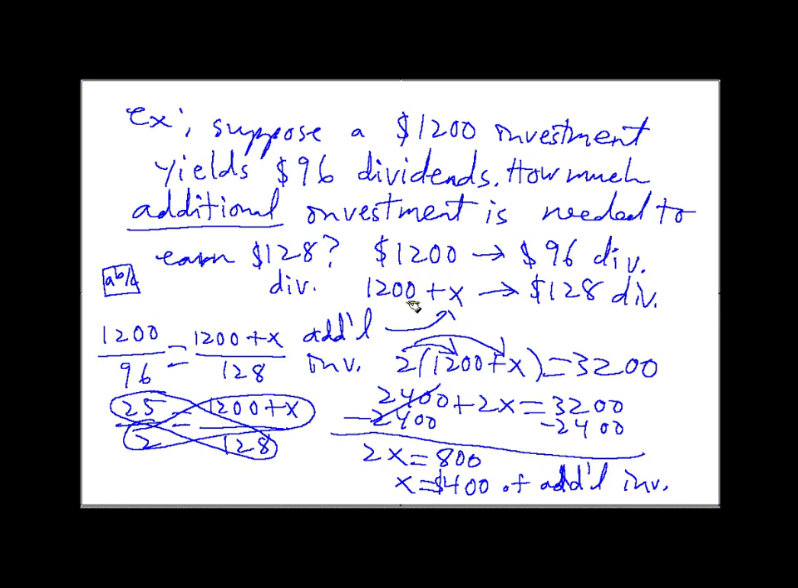1,600. So if you simply put x here instead of 1,200 plus x when you solve this problem, you're going to get 1,600. But again, we're not asking for the total to give you 128. We're asking for how much additional you have to put into this 1,200 to get to 128. So the answer should be what? $400. But if you just put x here and you got 1,600, no big deal. You just take the difference between that and 1,200, and you still get $400 as your answer of additional investment that you need to get to 128. So again, the solution here is going to be $400 of additional investment.